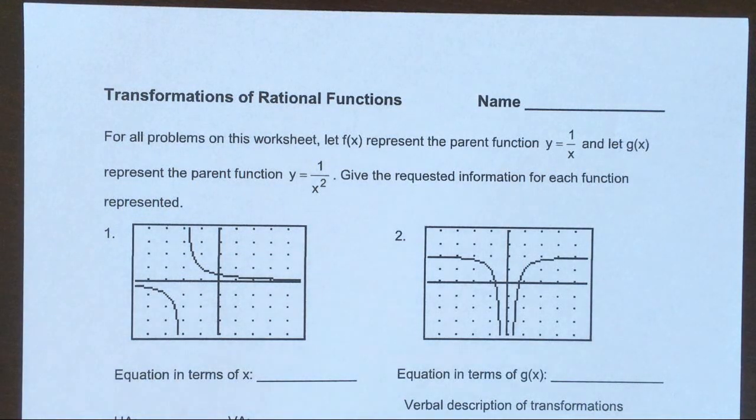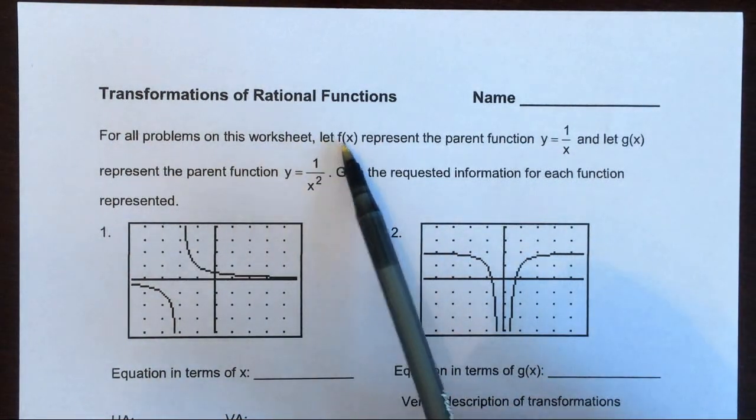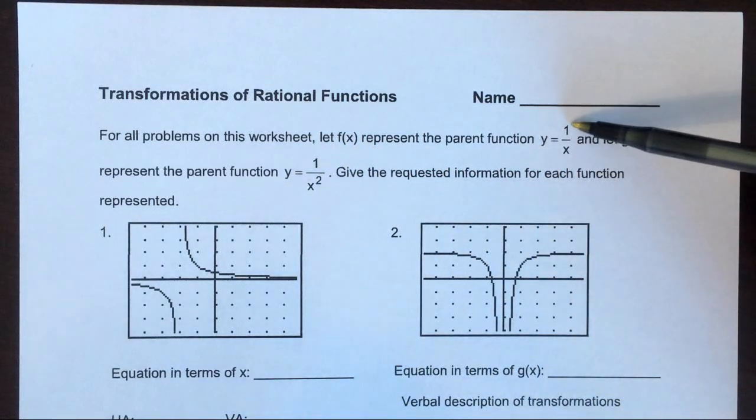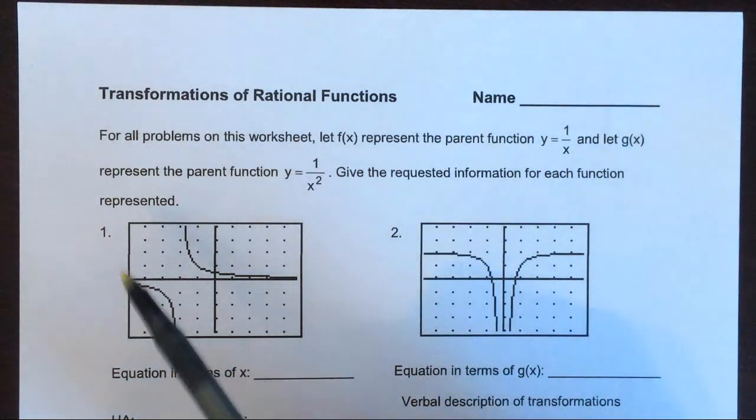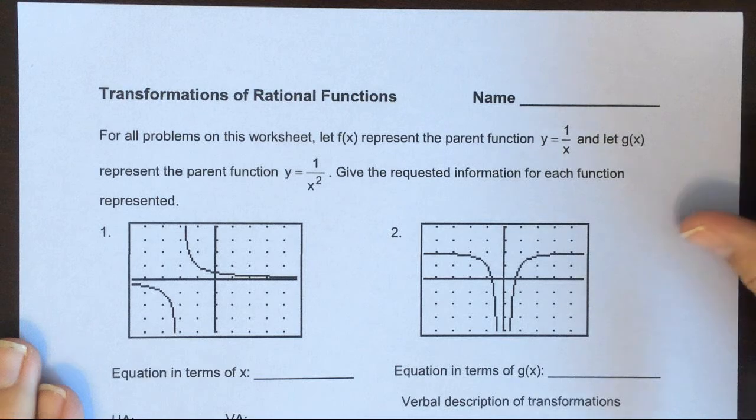This video is going to help you with your homework on transformations of rational functions. So let's go through the directions. For all problems on this worksheet, let f of x represent the parent function y equals 1 over x, and let g of x represent the parent function y equals 1 over x squared. Give the requested information for each represented.